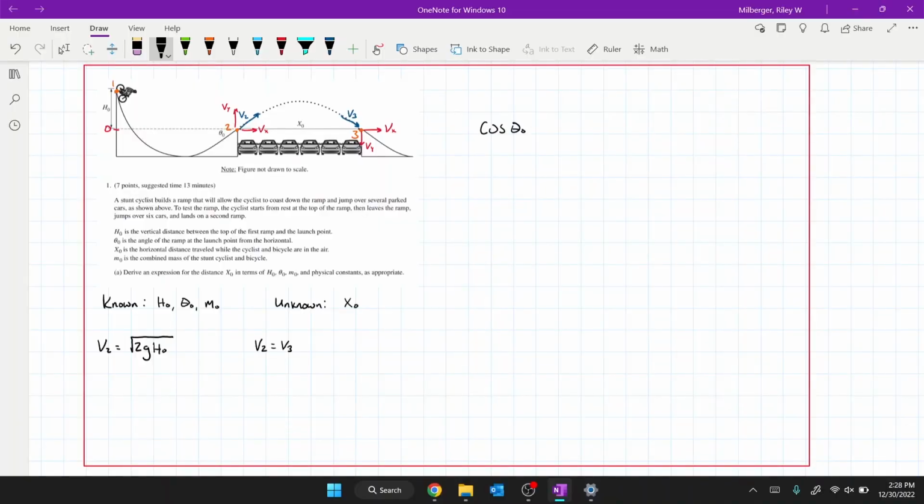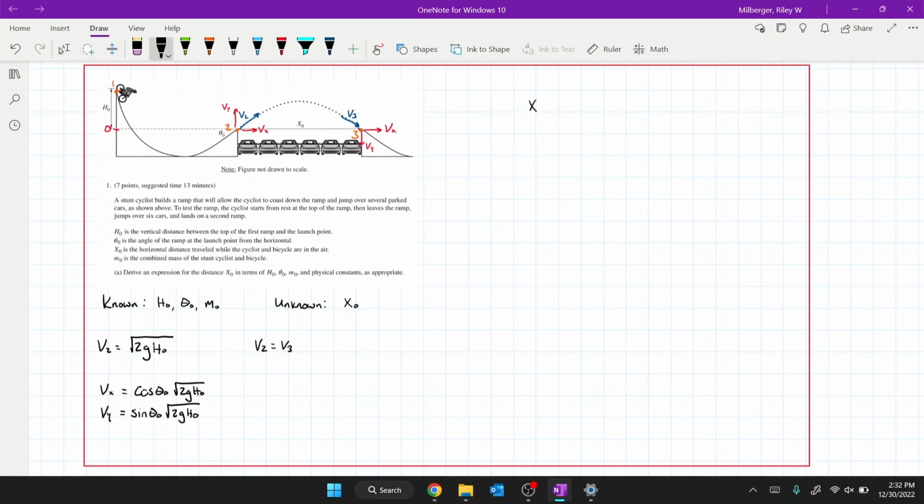Cosine theta naught will equal Vx over V. So Vx equals V cosine theta naught, or from what we found before, cosine theta naught times the square root of 2g h naught. Similarly, sine theta naught will equal Vy over V. So Vy equals V sine theta naught, or sine theta naught times the square root of 2g h naught. Again, I'm going to clean this up.